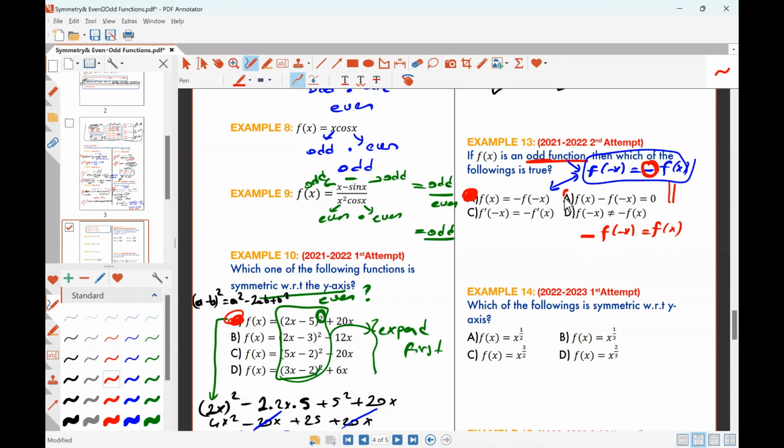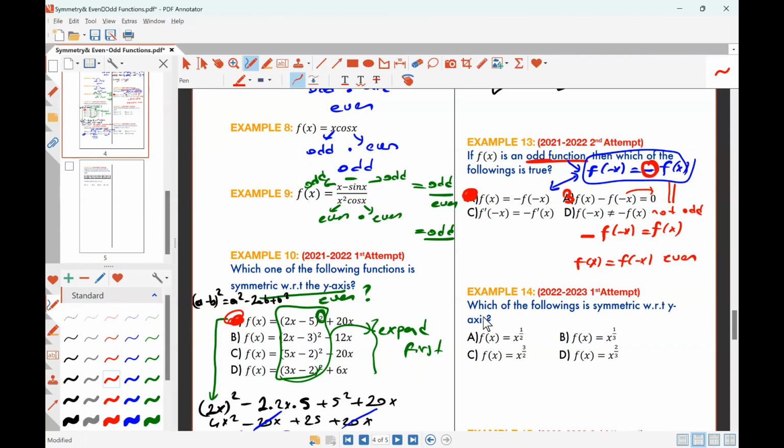Option B, f of x is minus f of minus x is equal to 0. You bring f of minus x to the other side, so it makes f of x equals f of minus x, which is an even function's relation. f of minus x is not equal to minus f of x. It means it is not an odd function. And option C is about derivative. We are going to study derivative in chapter 3.